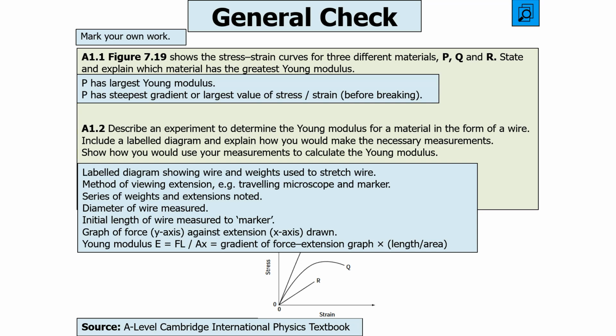You would then use a series of weights to cause this extension and note the extension and the weight placed upon the wire. You would then measure the diameter of the wire with a screw gauge micrometer, measure the initial length of the wire, and then graph force against extension, and then the Young modulus is going to be equal to the gradient of the force extension graph multiplied by the length divided by the area.